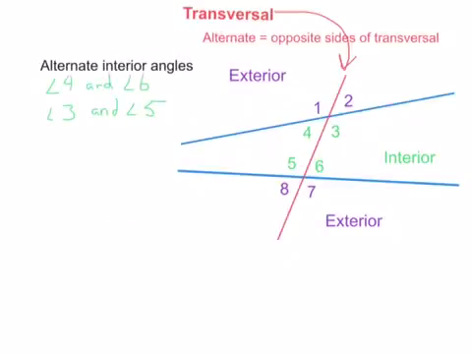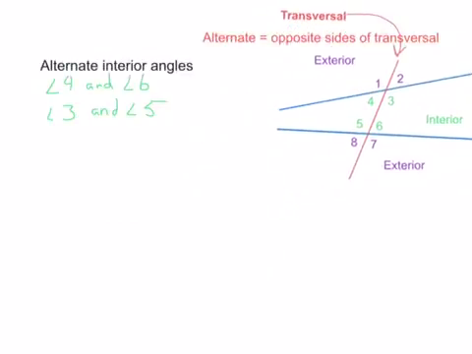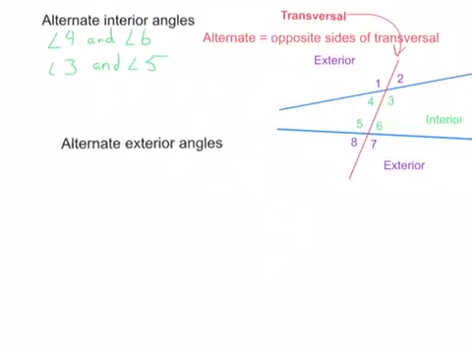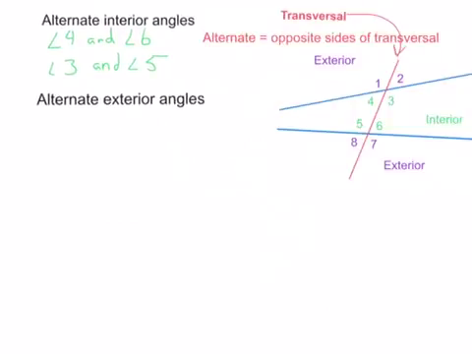Our next pair of angles are alternate exterior angles. And our alternate exterior angles are going to be on opposite sides of the transversal again, but this time they're going to be the exterior angles. So our exterior angles again are 1 and 2, 8 and 7.